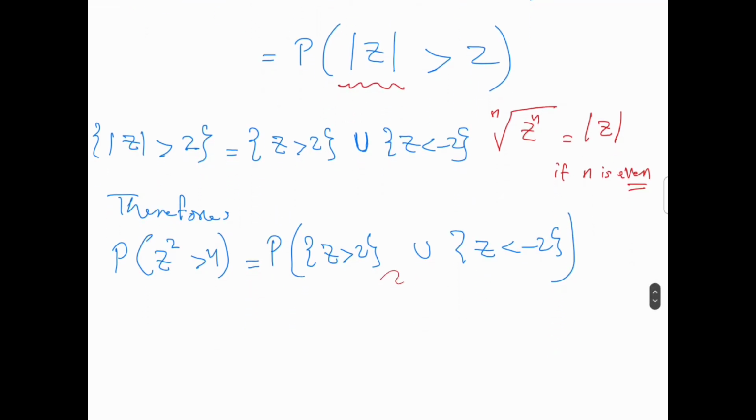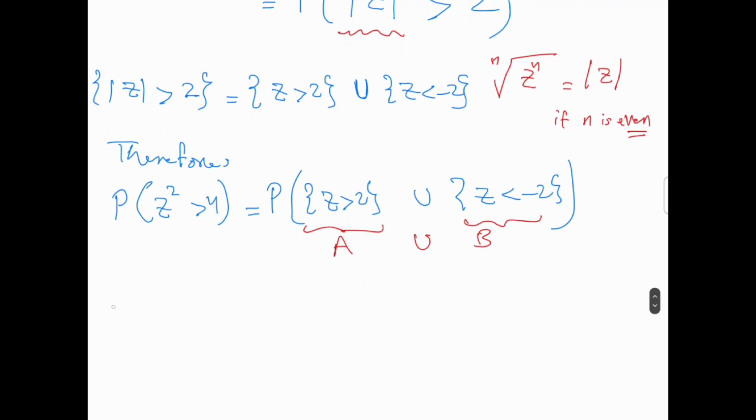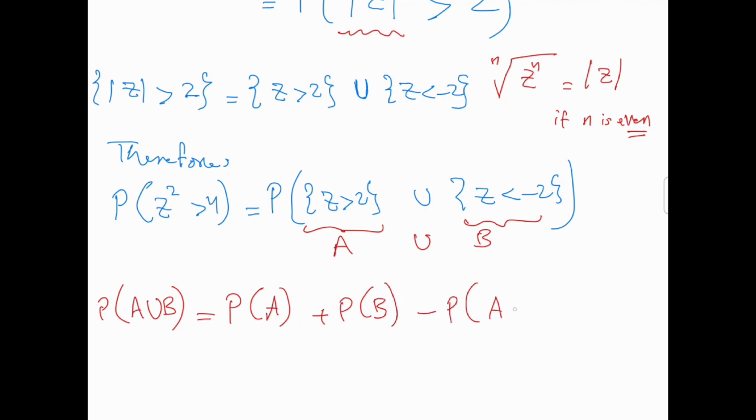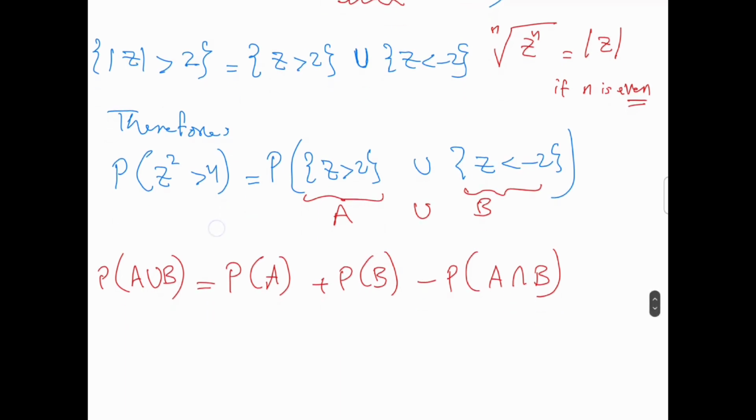So this can be simplified by realizing that this is an event A and this is an event B. So we have the probability of A union B. And according to the theorem, the probability of two union events is the probability of A plus the probability of B minus the probability of the intersection of A and B. However, it's clear that these two events are disjoint. Okay, so there's no intersection.